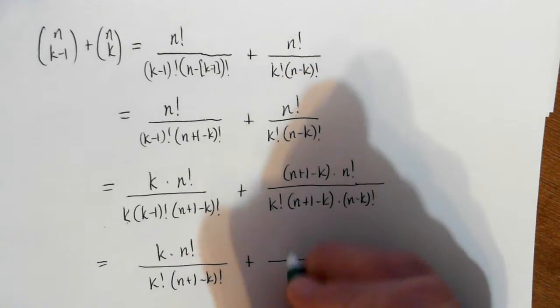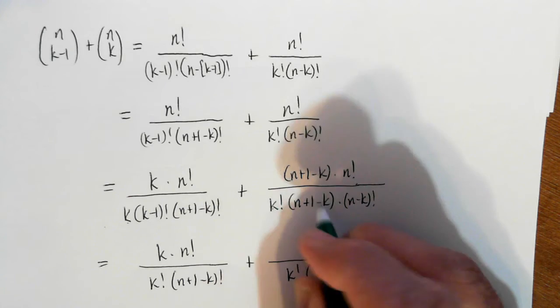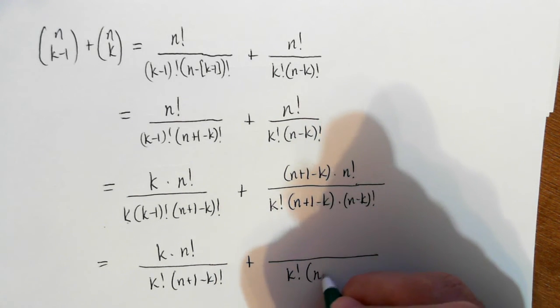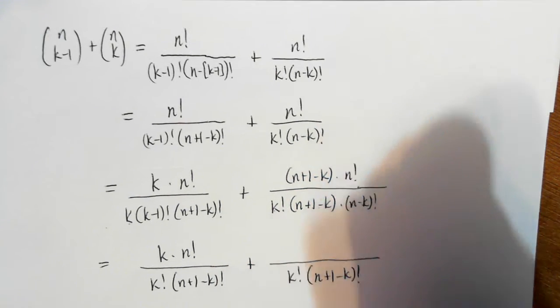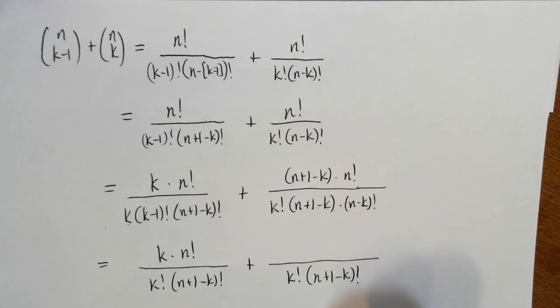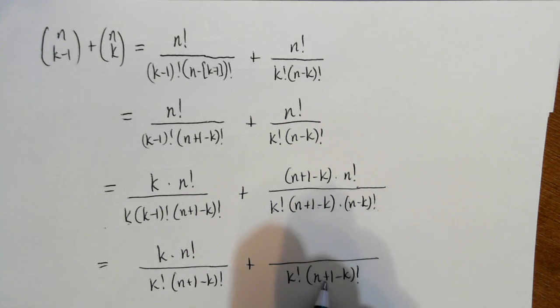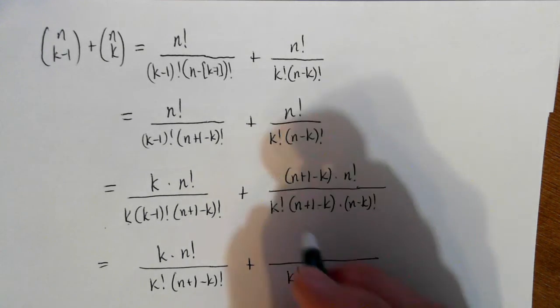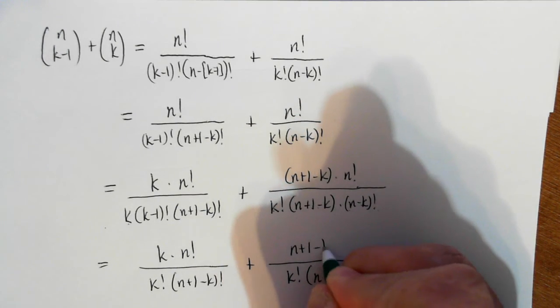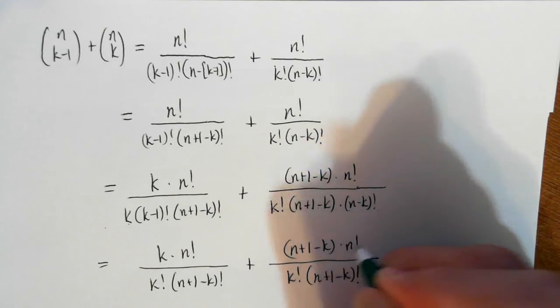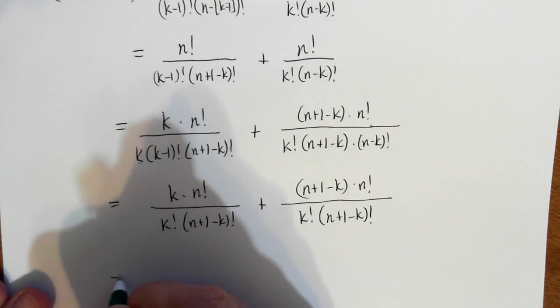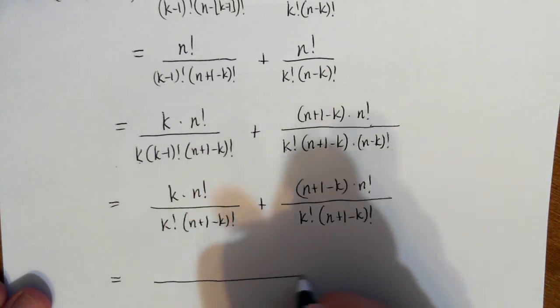On the bottom, I have k factorial. And then these two combined to give n plus 1 minus k factorial. These are n minus k terms, and then I multiply on the next term. That gives me n plus 1 minus k factorial times n plus 1 minus k times n factorial. Okay, so I now have my common denominator.